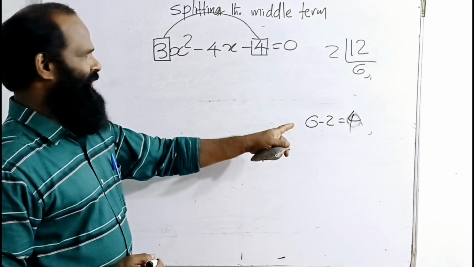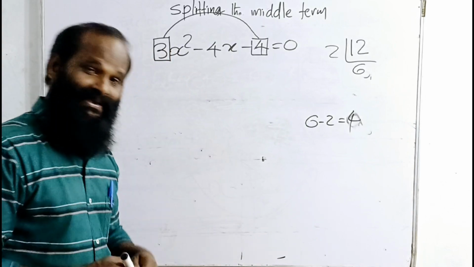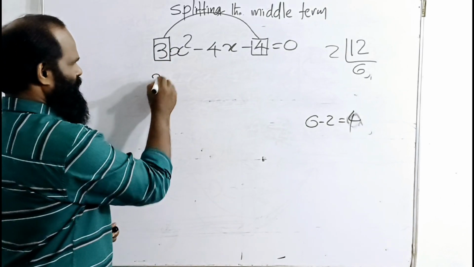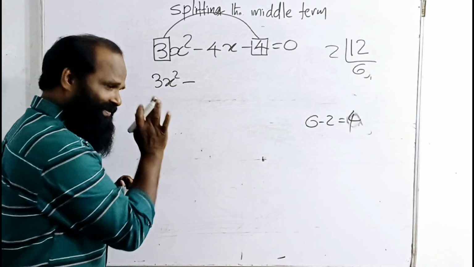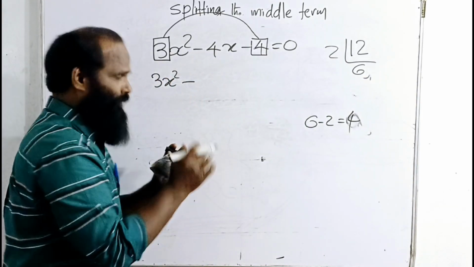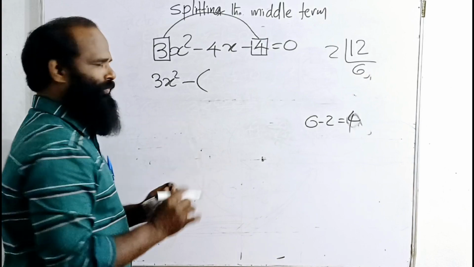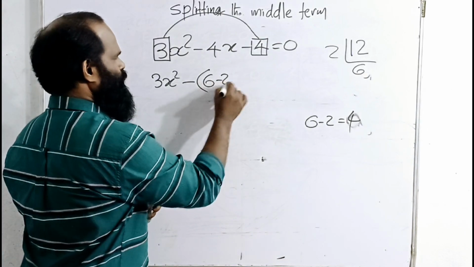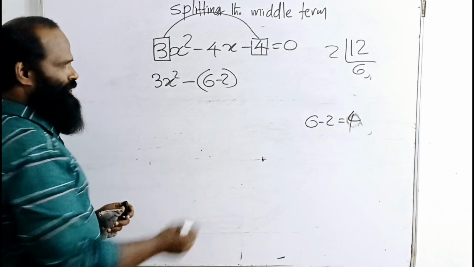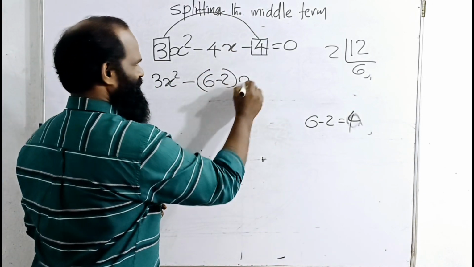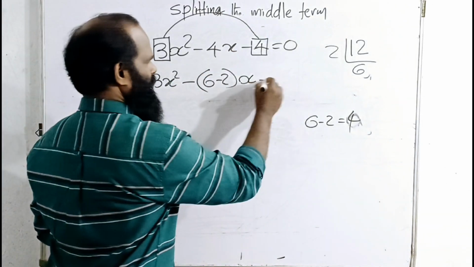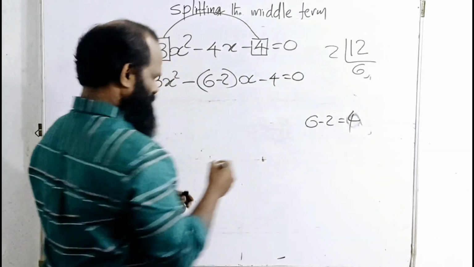So with 6 and 2, I'm going to factorize. I'm going to split the middle term. So this is how we do. 3x squared minus, write minus as it is. Concentrate just on number 4. 4 is no more. We bring in two other numbers, 6 and 2. 6 and 2 is equal to 4. So this variable x is written out. Minus 4, 0.